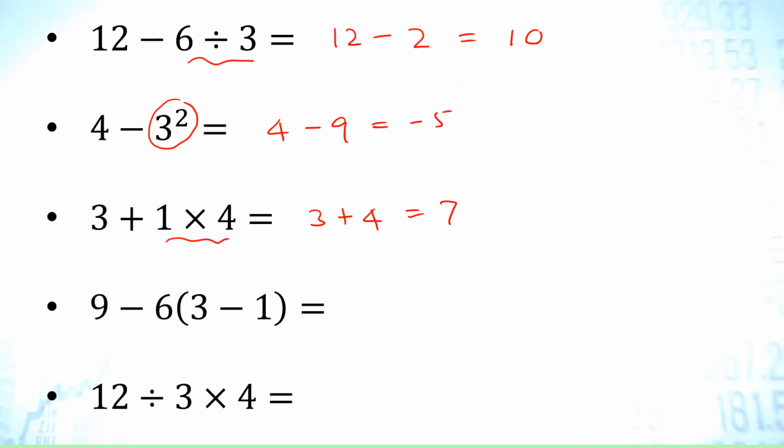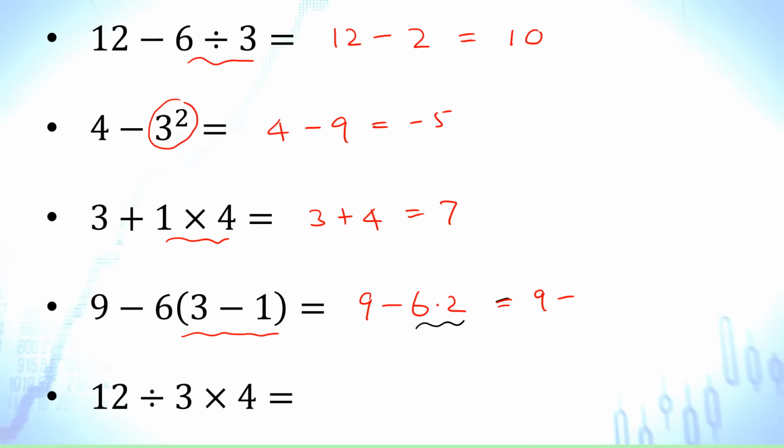And here you can see that there's a parenthesis. You have to do the parenthesis first. So that means you write 9 minus 6 parenthesis. When you do the parenthesis, you're going to get 2 minus 3 minus 1, which is 2. Now you can see that there's a multiplication and a subtraction. So the multiplication comes first. So this is simply going to be 9 minus 2 times 6, and 2 times 6 means 12. So that means this is going to be negative 3.